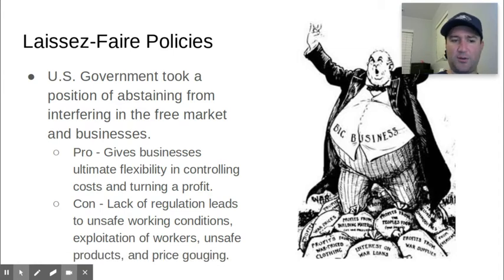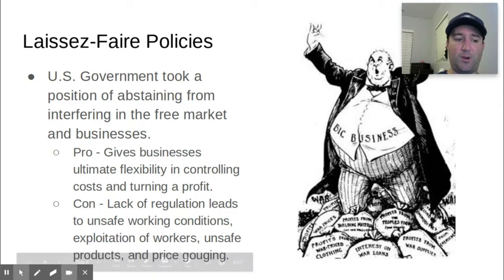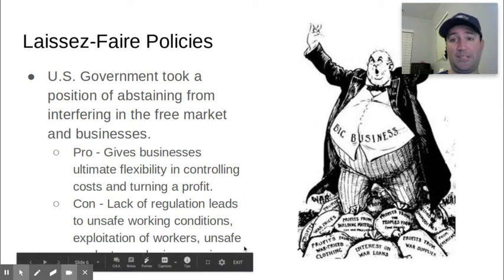Sometimes you can see the creation of unsafe products that are sold to consumers. You can see price gouging, where monopolies are created that have entire control over a market, and they can charge whatever they want for a product that people need. So those are some downsides of it, and things we'll talk about a little more probably in the next class period.